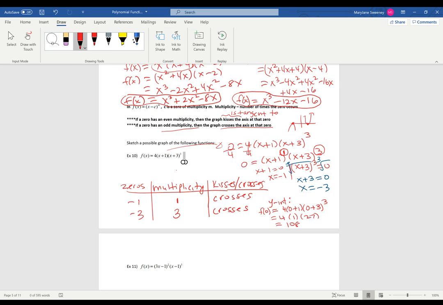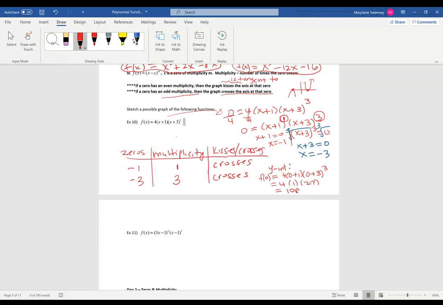Now, for this first part of the unit, we're just doing very rough sketches of the graph. So I'm going to put this up here since I'm running out of room a little bit. What I know is at -1 and at -3, I have zeros. Zeros are x-intercepts. All the way up here at 108, I have a y-intercept.